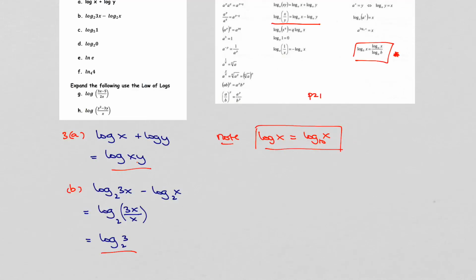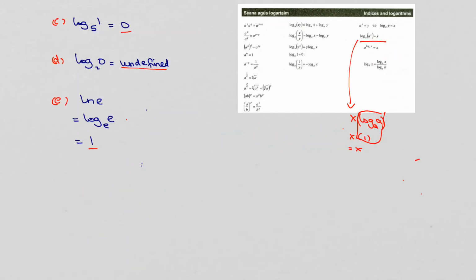Okay, so f is log 4 to the base 4. So therefore that follows on from ln e. In other words, log 4 to the base 4 is also 1. Log 10 to the base 10 is 1. Log a million to the base a million is 1. Always the case.